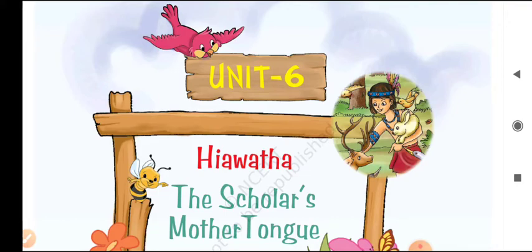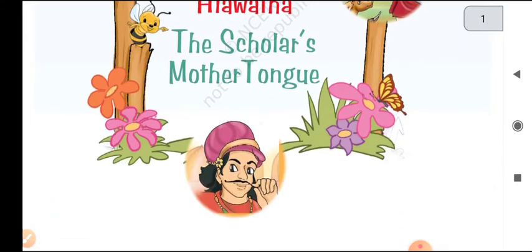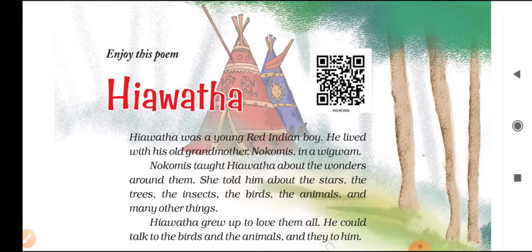Today we are going to learn new lessons from your English textbook Marigold NCERT unit number 6: Hiawatha, a poem, and another lesson called The Scholar's Mother Tongue. Let's see. Hiawatha is a poem. First, let's read this.